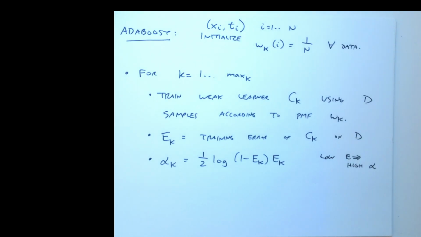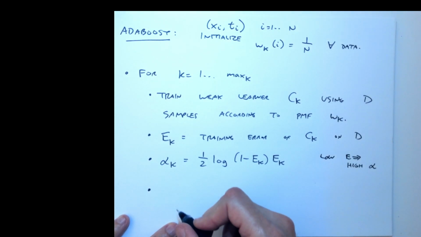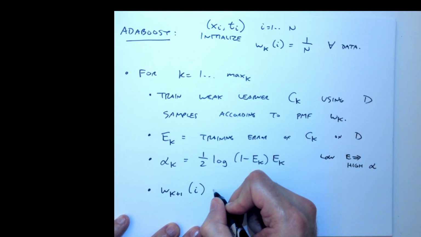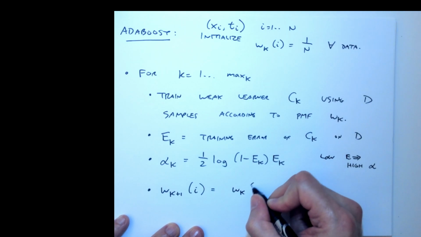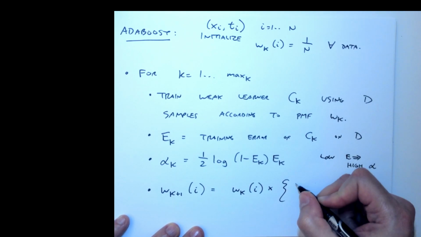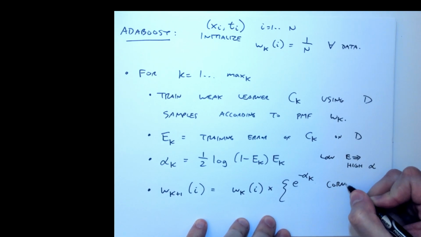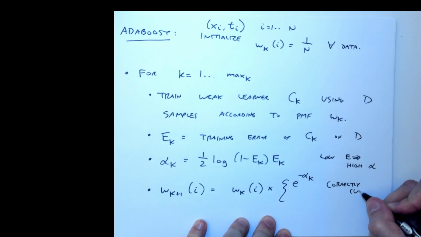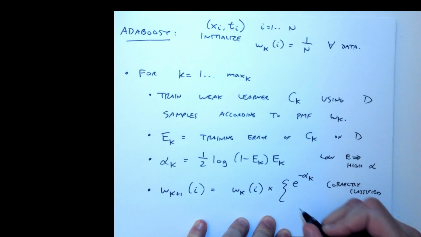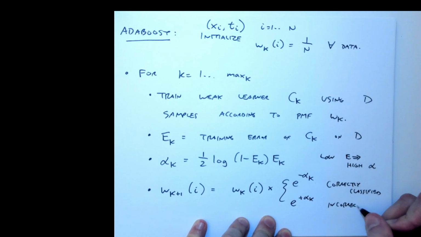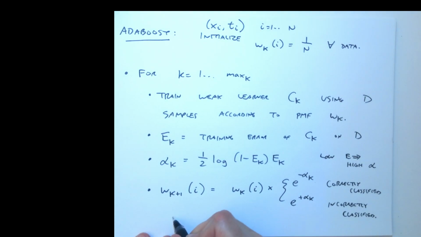So now what I'm going to do is reweight the points by e to the minus alpha_k if this is a correctly classified point, and e to the plus alpha_k if this is incorrectly classified. And I normalize everything to sum to 1.